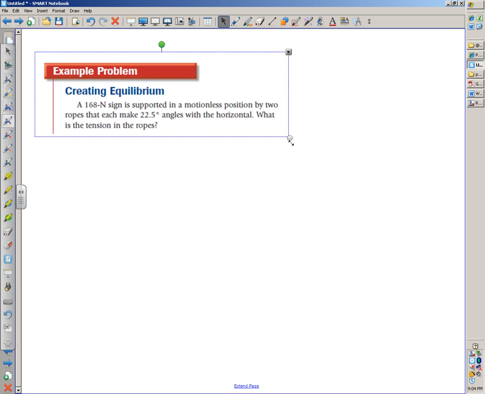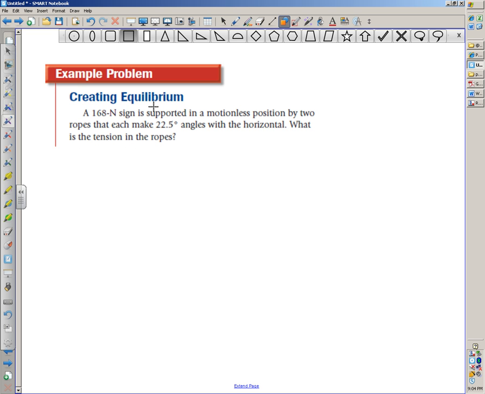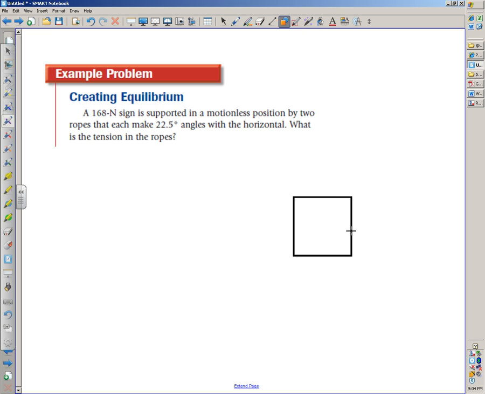So this problem says a 168 Newton sign is supported in a motionless position by 2 ropes that each make 22.5 degree angles with the horizontal. What is the tension in the ropes? So before we set up our unknowns, let's make sure we have a little picture of what's going on. First, there's a sign. What kind of sign? I don't know. I'm going to make mine just a square because it's boring.